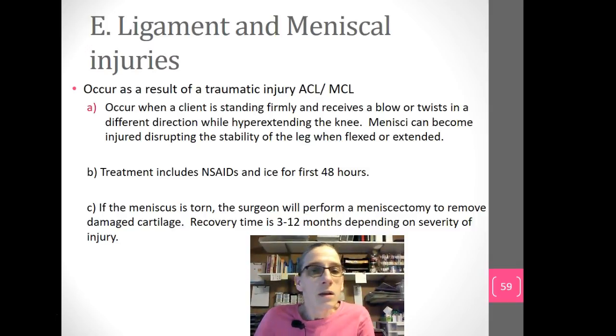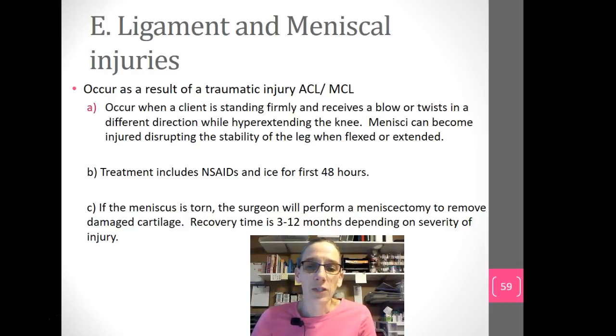Treatment is going to include NSAIDs and ice for the first 48 hours. And if the meniscus is actually torn, the surgeon performs a meniscotomy to remove the damaged cartilage. Recovery time is 3 to 12 months, depending upon the severity of the injury. So that's pretty significant, 3 to 12 months. And that's really been an issue for a lot of athletes in coming back. They're very timid, especially when they come back, they don't want to re-injure. And it's a very slow, long recovery.